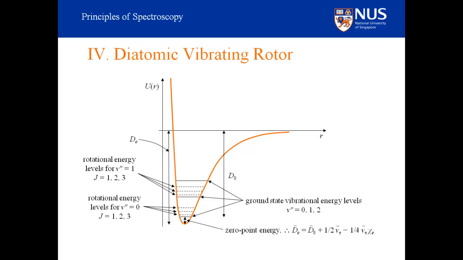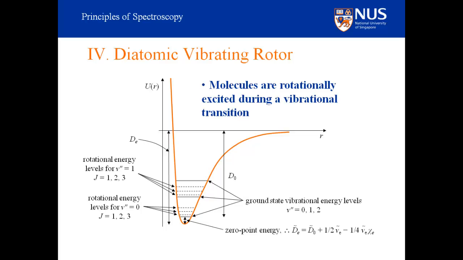Between the bottom of the potential energy well and the state identified by V equals 0 and J equals 0, we have our zero point energy, which means that I can write DE in terms of D0. DE will be equal to D0 plus our zero point energy. And the zero point energy is just the energy of our V equals 0 state. That is a half nu e minus a quarter nu e chi e.